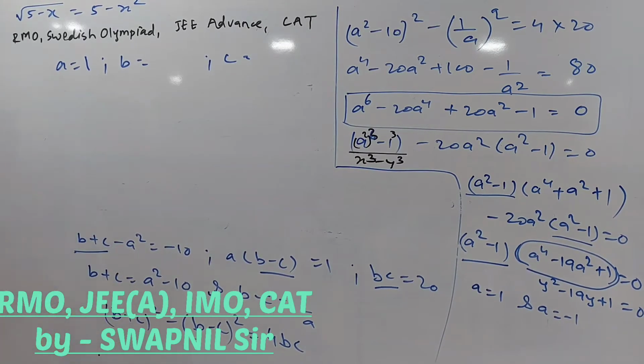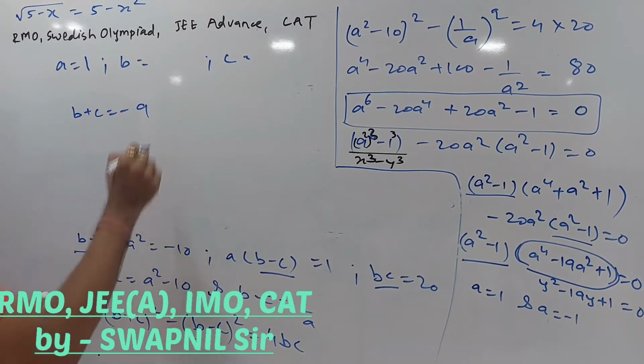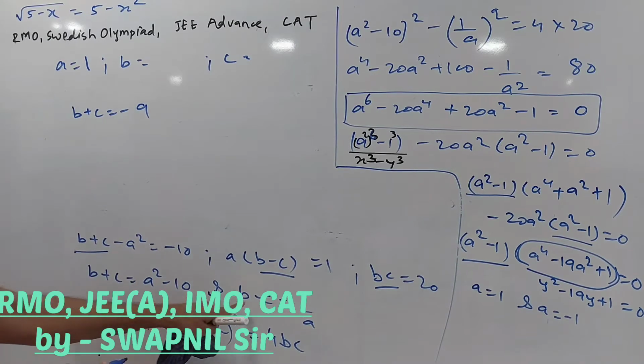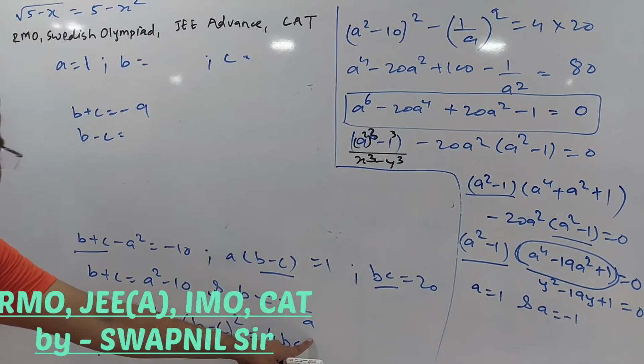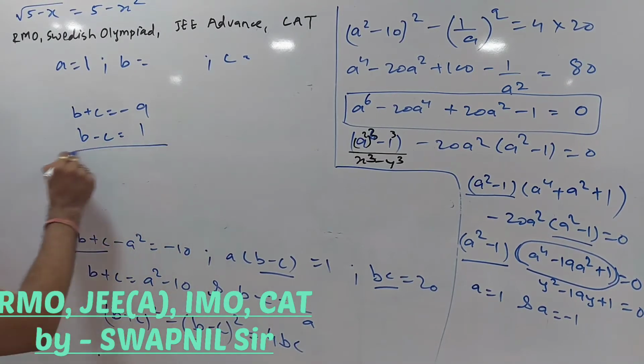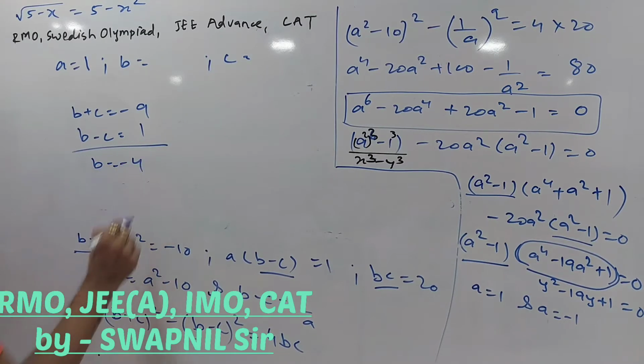But for that we have to put the value of a here and get the values of b and c in some relation. So if I put a is equal to 1 here, it will give me 1 square minus 9. So that is, b plus c value will be coming to be minus 9. 1 minus 10 is minus 9. And then b minus c value will come, a is equal to 1, so 1 upon 1 is 1. So when I add the two, I will get b is equal to minus 4.